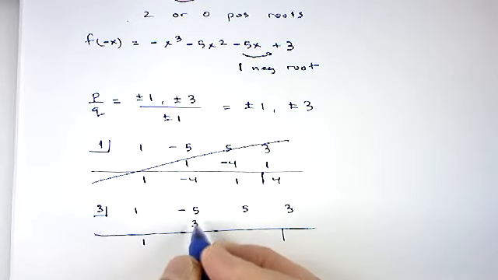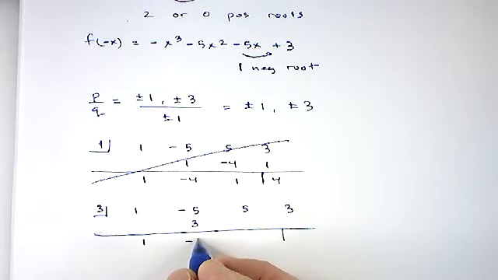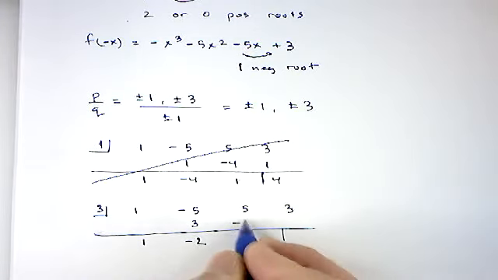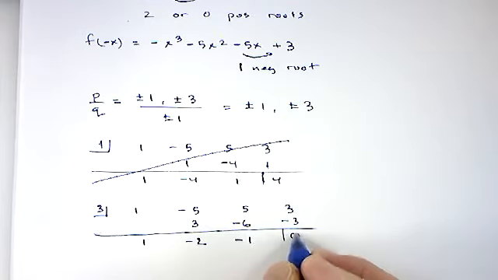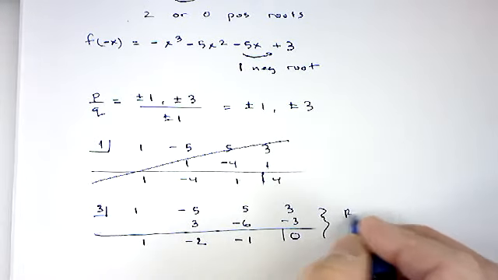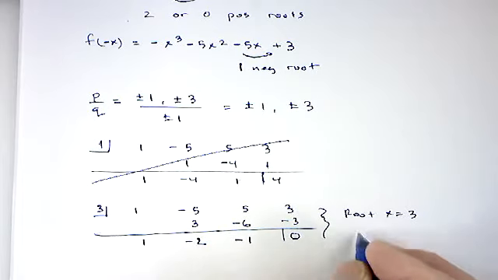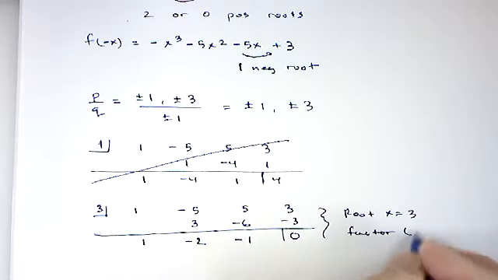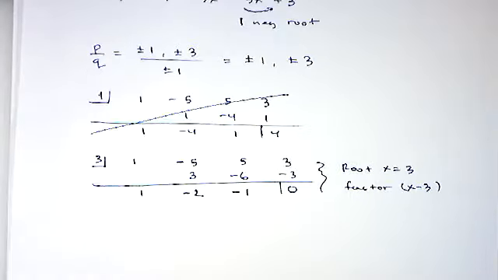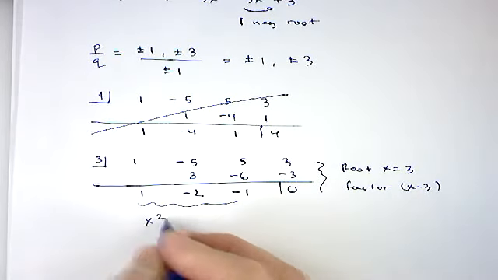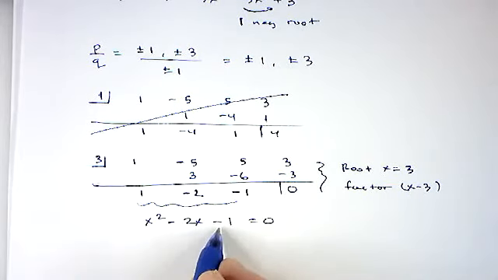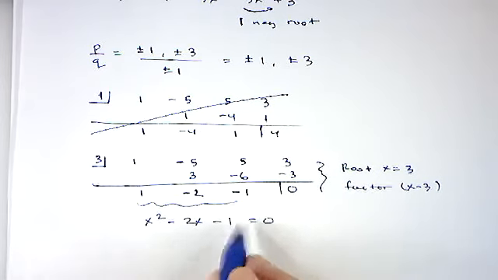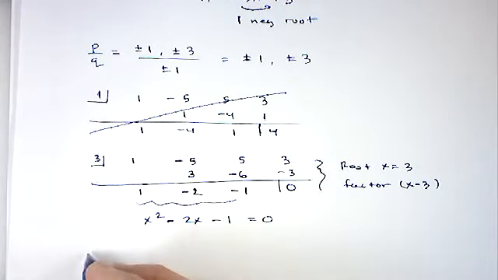Let's try 3. One, negative 2, negative 6, negative 1, negative 3, and I get a remainder of 0. Okay, so then we know we have a root of x equals 3. Of course, the factor then is x minus 3. And we're down to a quadratic, x squared minus 2x minus 1. And notice this doesn't factor. So if it doesn't factor, what's our backup is to use the quadratic formula.